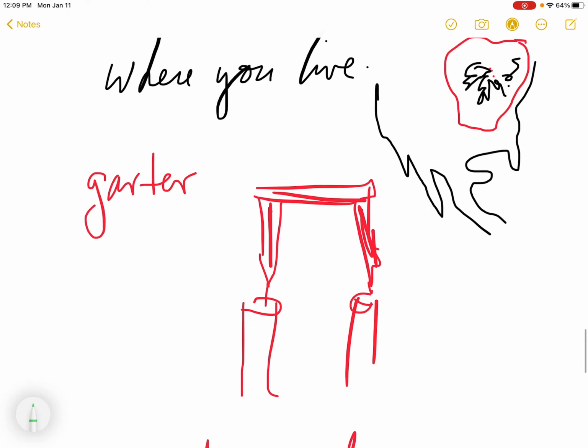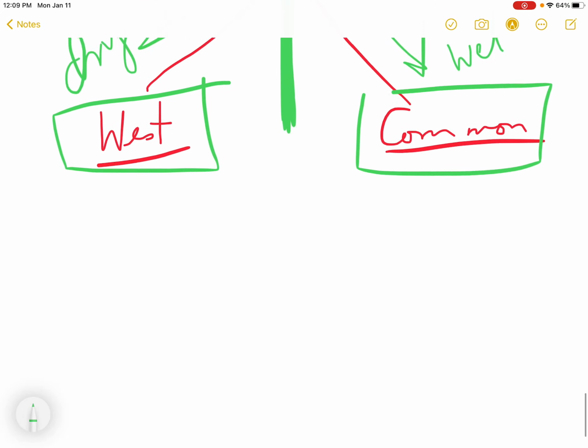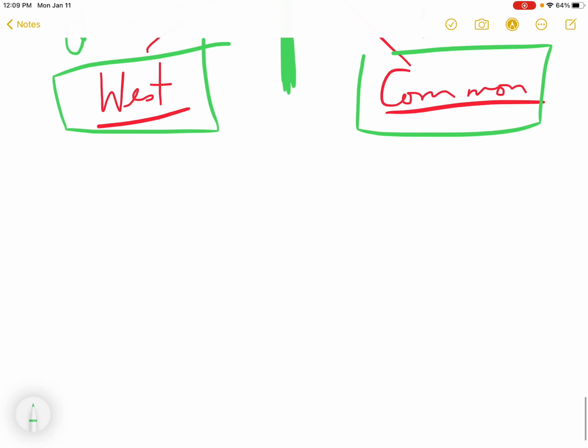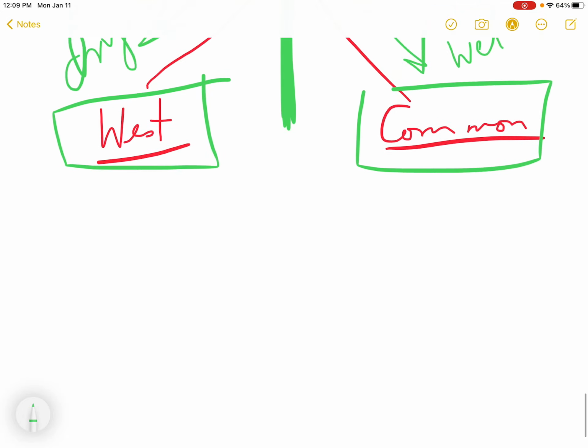So habitat isolation can lead to speciation, right? If you're isolated. And it also helps to keep species separate. All right.